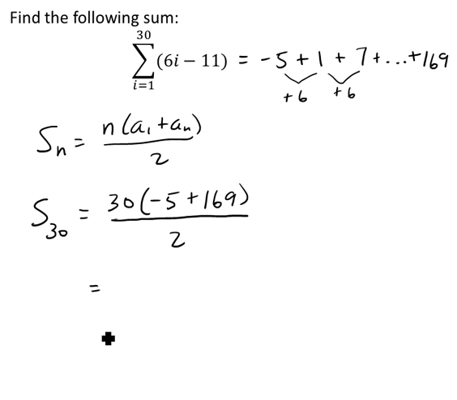So rather than going manually and actually adding up all 30 of those numbers in that list, this formula gives us a shorter way to evaluate this. And so this is going to be 30 times negative 5 plus 169, which would be 164, divided by 2. And that's going to come out to 2,460.